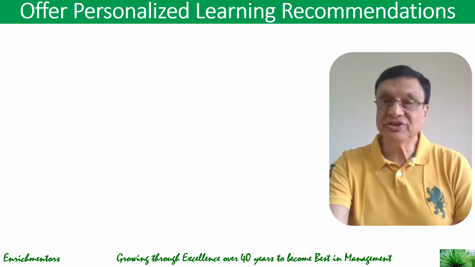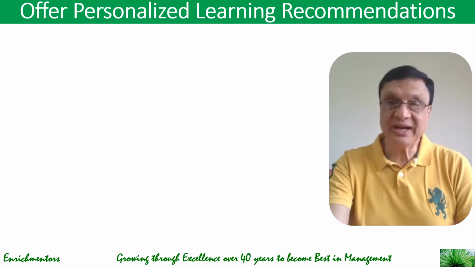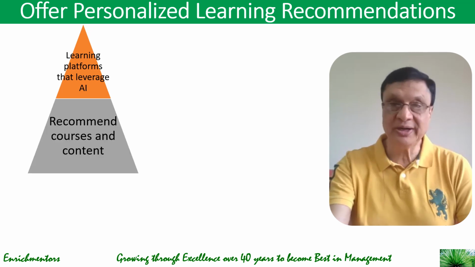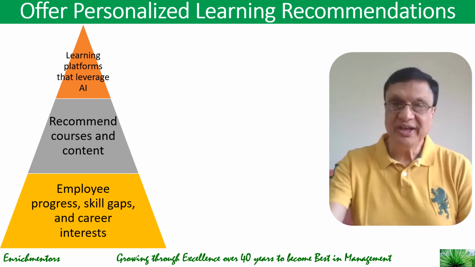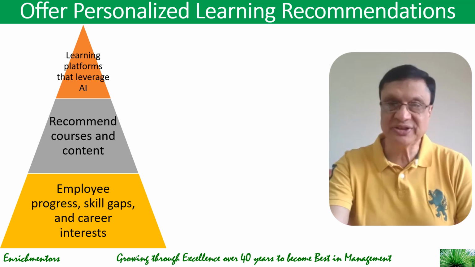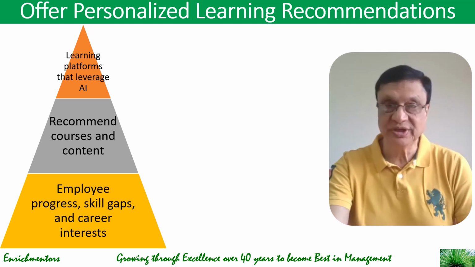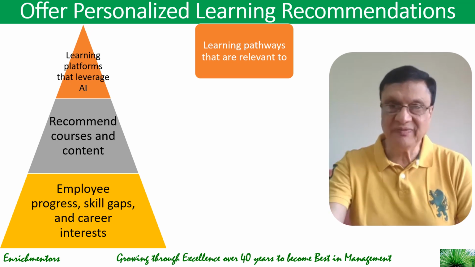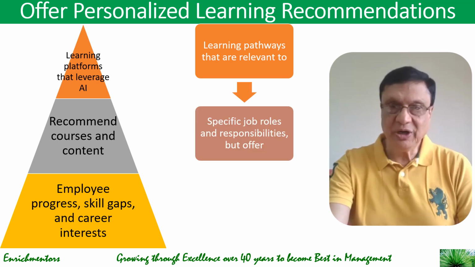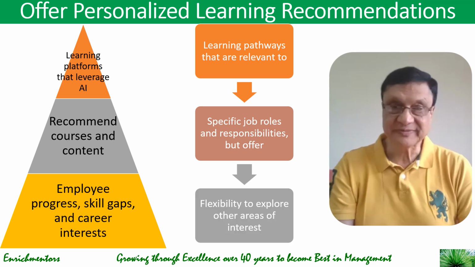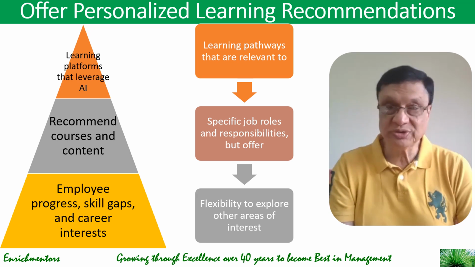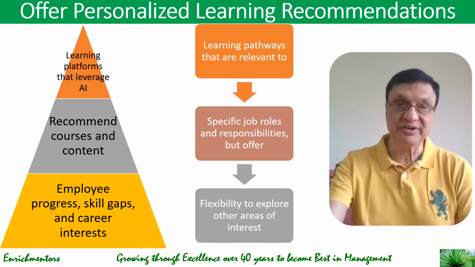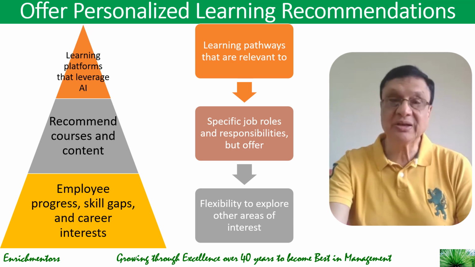Offer personalized learning recommendations. Use learning platforms that leverage AI to recommend courses and content based on employee progress, skill gaps, and career interests. As employees complete courses, the system suggests new learning opportunities based on their performance and goals. Curate learning pathways that are relevant to specific jobs and responsibilities, but also offer flexibility to explore other areas of interest. Let's take a look at an example again. An employee in HR who completes a course on talent acquisition may be recommended a follow-up course on diversity and inclusion based on their learning history. So, offer personalized learning recommendations like this.